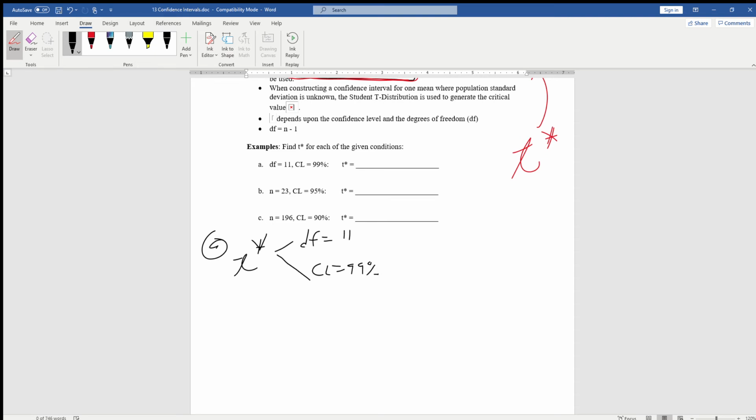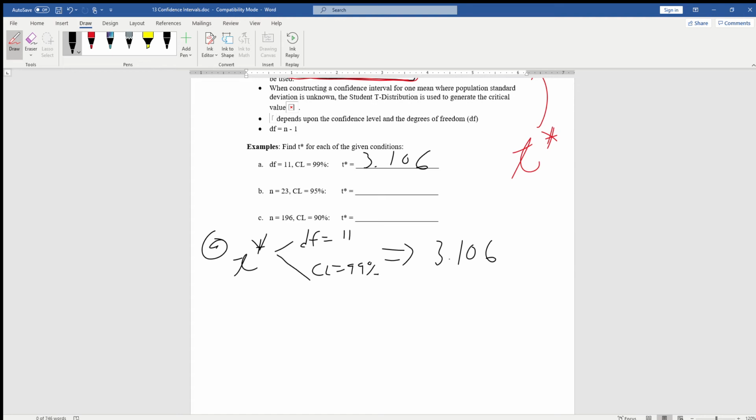Okay, what you're going to do is go into the table and look this up. For 99%, you're going to go to the very bottom of the chart, go to the far right column at 99%, and trace it all the way up to 11 degrees of freedom. The value that I get from that is 3.106. Take a moment, make sure you can find that. It's important that you can find it.